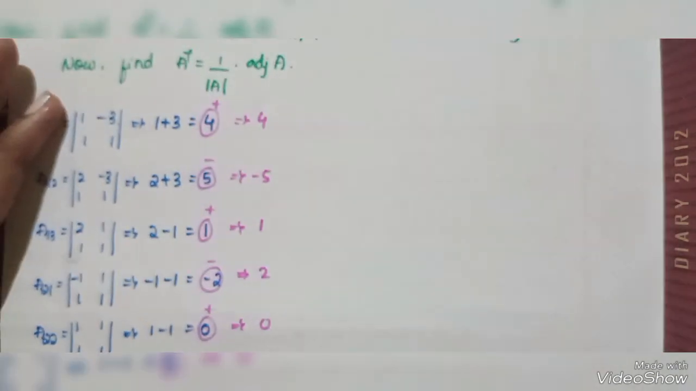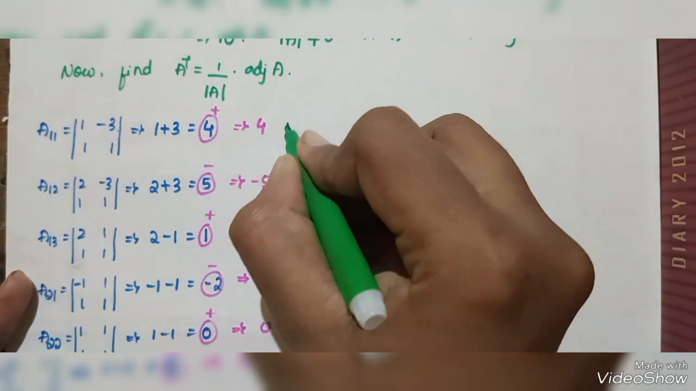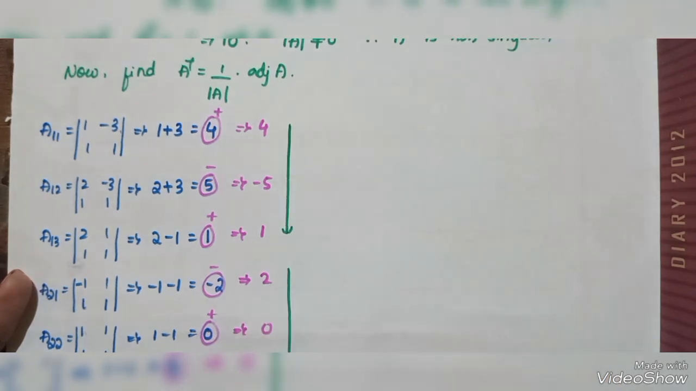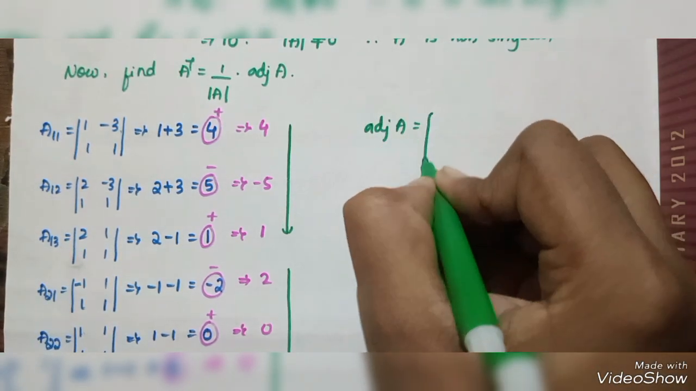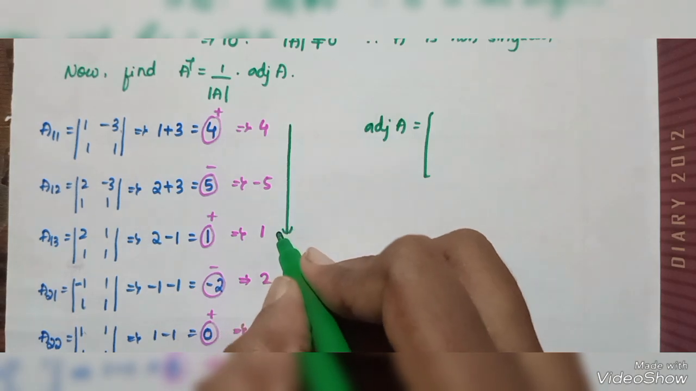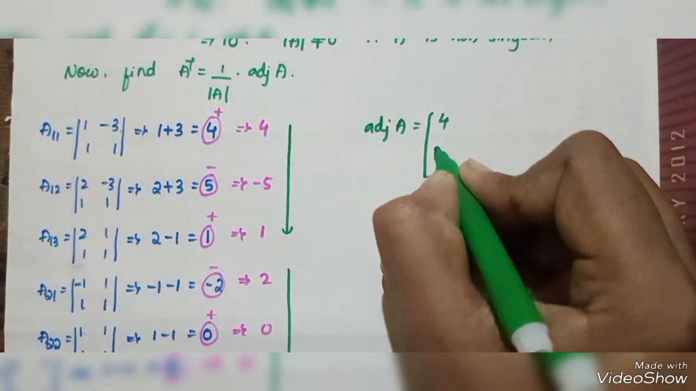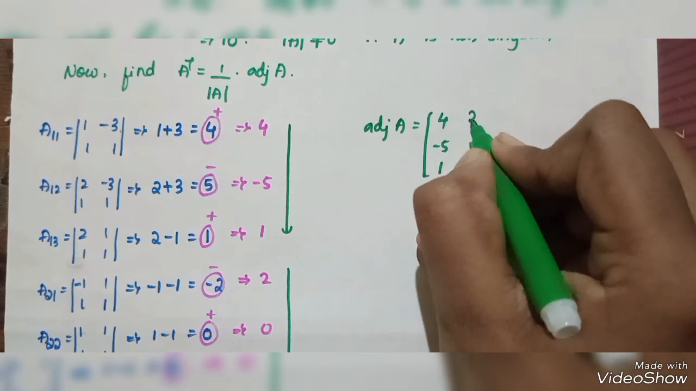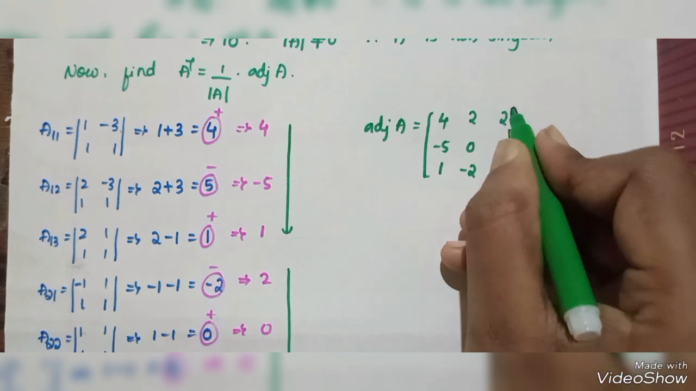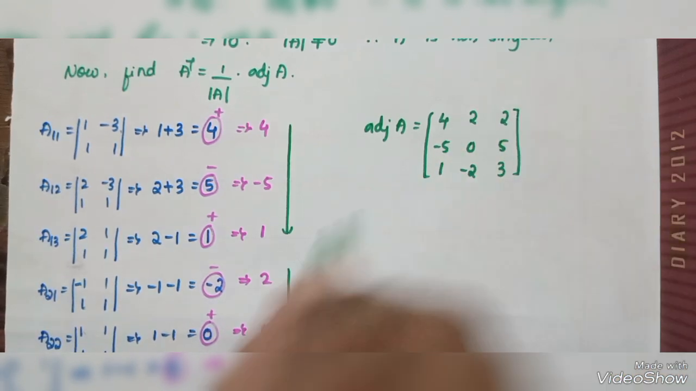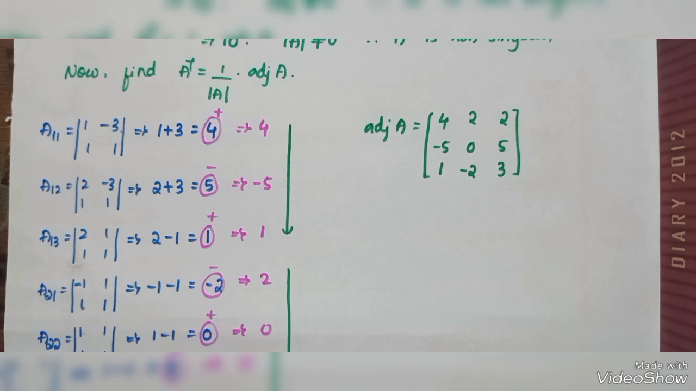Now we have to write the adjoint by grouping the elements, taking by column. Now directly I am writing the adjoint. Adjoint of A is equal to, write these three elements by grouping as a column, that is 4 minus 5 1, second column 2 0 minus 2 and 2 5 3. We have to write it column-wise only, that is the adjoint of A.